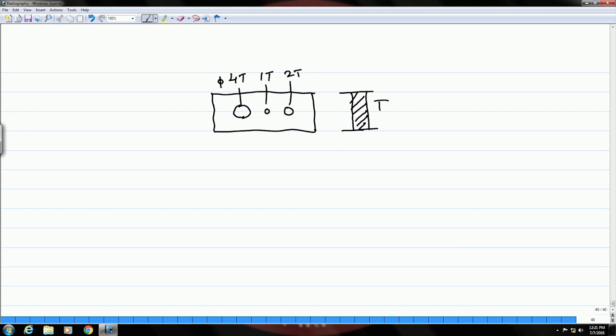So it is a very thin sheet of metal on which you have these holes with this kind of size. And the thickness of this penetrometer, T, is in terms of the percentage of the thickness of the sample. For example, this thickness T can be 2% of the sample thickness.